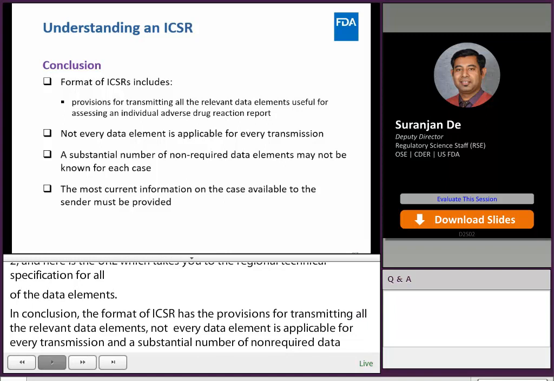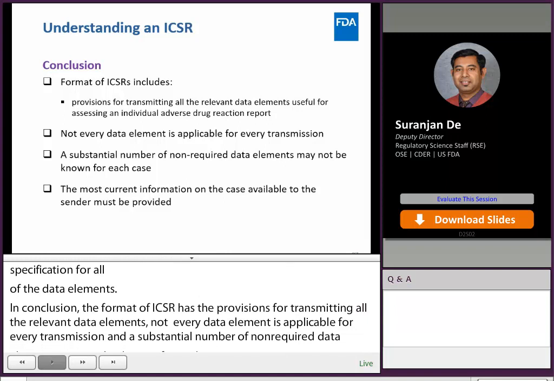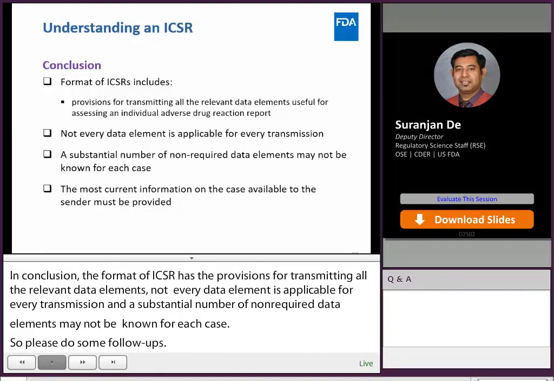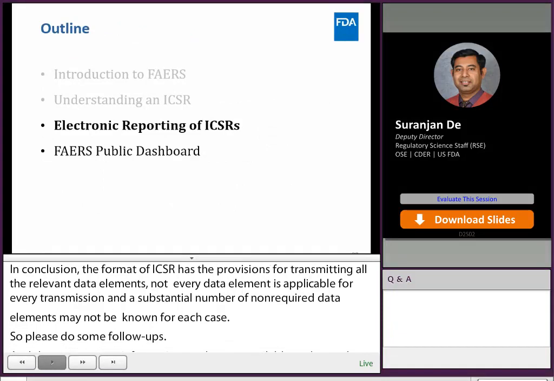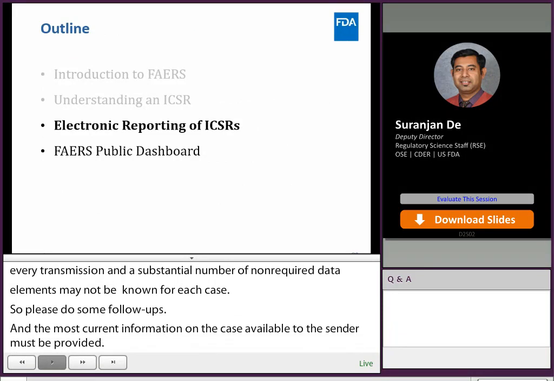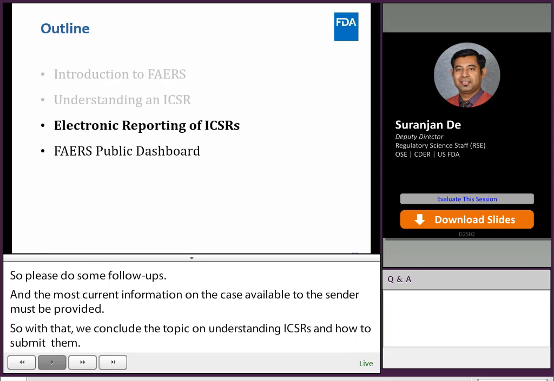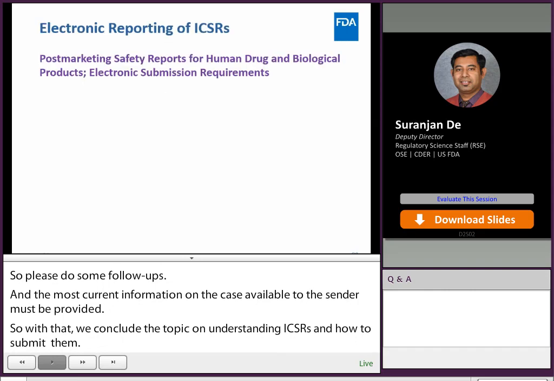So with that, we conclude the topic on understanding an ICSR, and we move into how you submit these ICSRs. We talked about FAERS, where the building blocks are the ICSRs, and now how these ICSRs need to be submitted. So, electronic submission of ICSRs. There has been a rule.